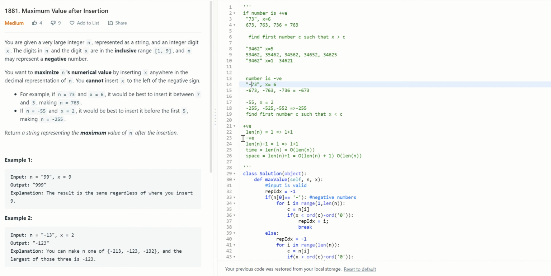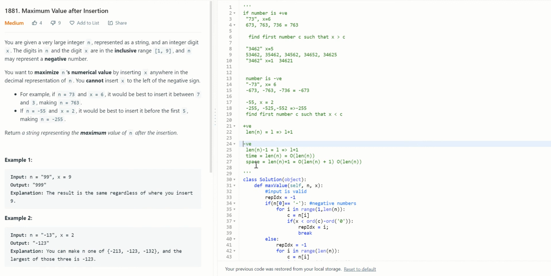If the number is negative, I have another formula here. What we are essentially doing is calculating the length of n and subtracting 1 from it. Why? Because we cannot insert before the negative sign. So all we can insert is in these positions, right? Before 7, after 7, and after 3. That's it. So that's why we will say, okay, this is what it is.